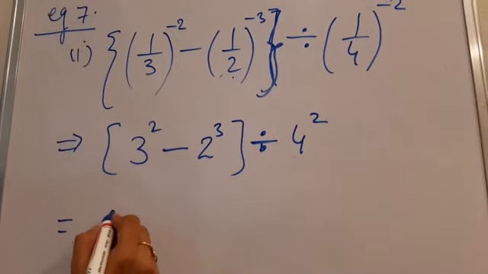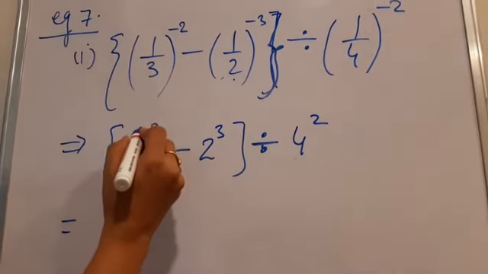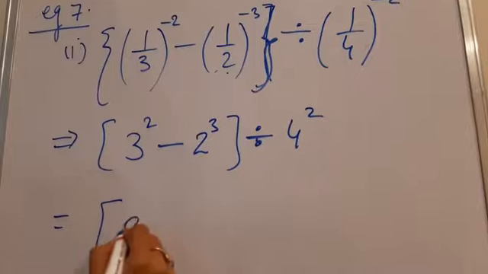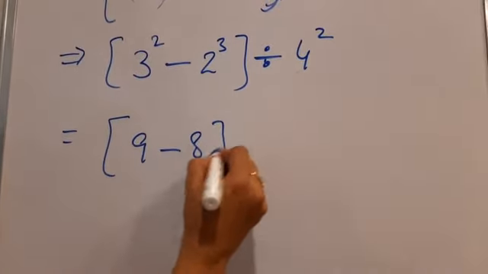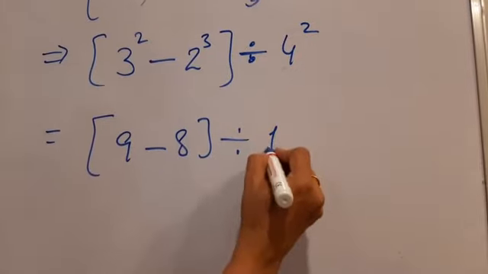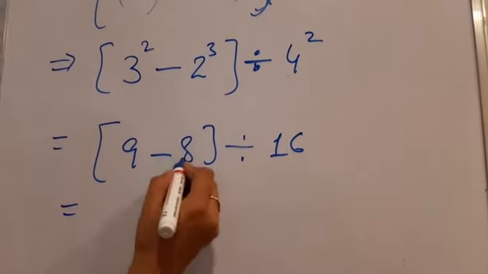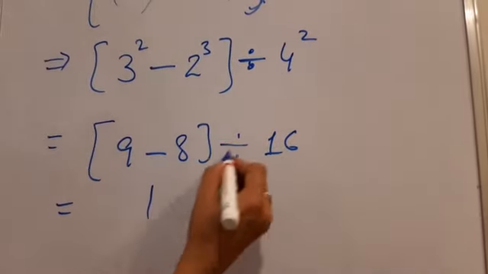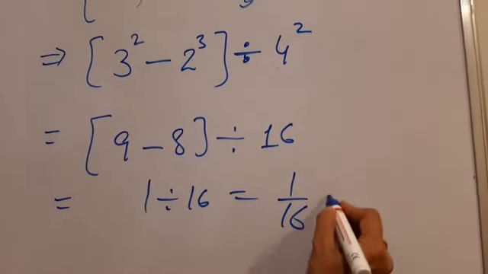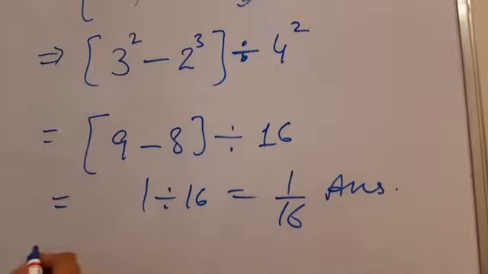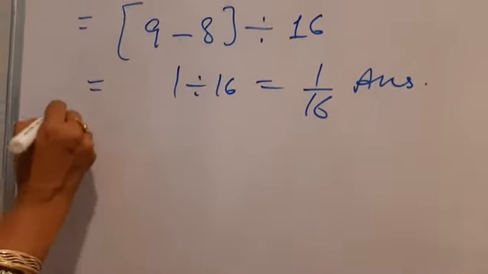Now 3 raised to power 2 means 9 and 2 raised to power 3 means 2 into 2 into 2, 8. Divide, it will come 16 here and 9 minus 8 will be 1. 1 divided by 16, it means the result is 1 by 16. Now come to the next part.